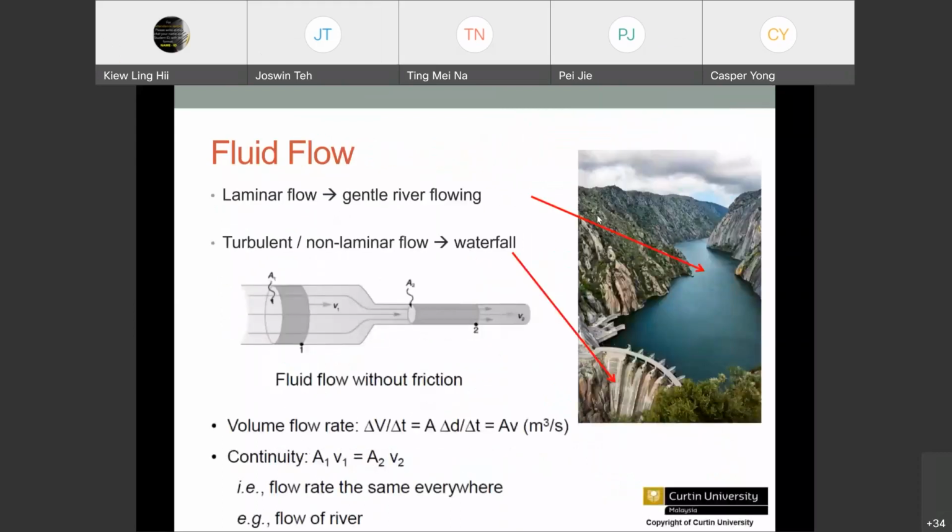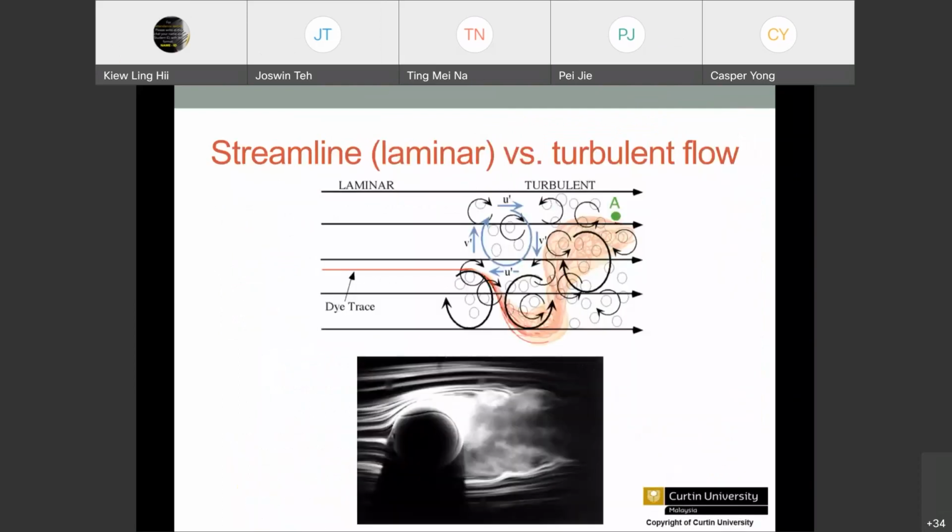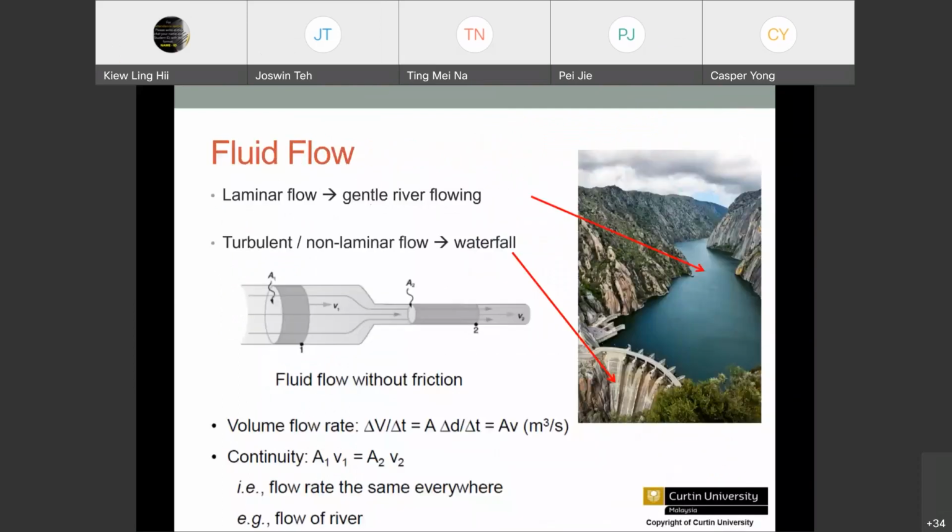Move on to the dynamic fluids. So when fluids is flowing, there are two types of flow. One is laminar flow and one is turbulence flow. Laminar means it is gentle, like a river flowing. So by the word itself, you can actually expect that the flow is somehow in a straight line. So the flow is gentle.